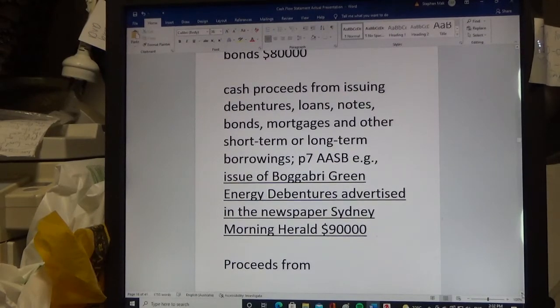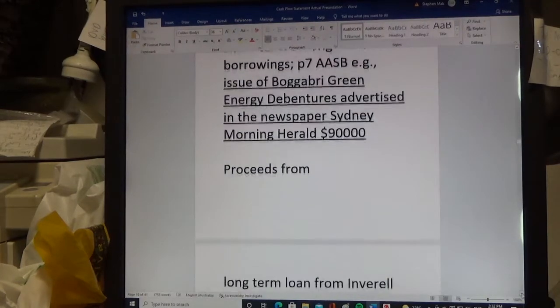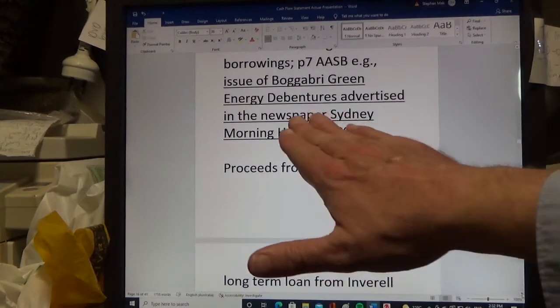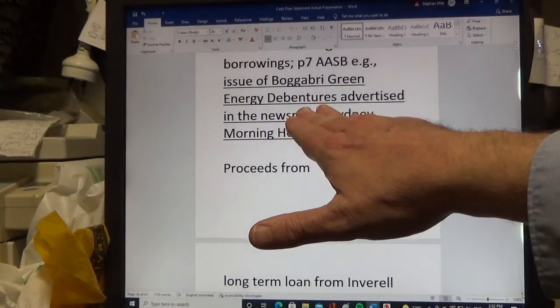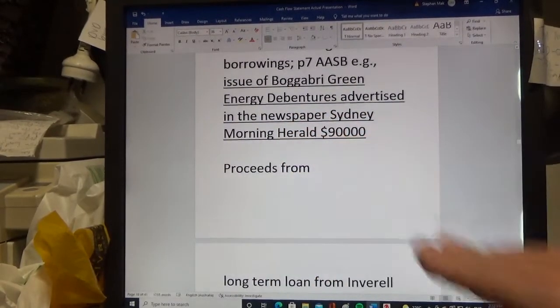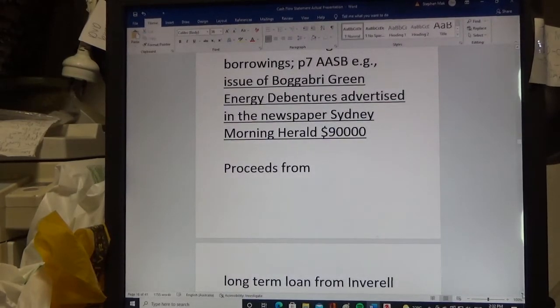Accounting Standard 107. So a debenture, similar to government bonds, but that's a loan by the government. A debenture is a loan from a debenture holder to a private company. So different in that way, because a debenture is in the private sector. And so they advertise for debentures. They want new debenture holders, and they put an advertising campaign in one of the newspapers, the Sydney Morning Herald.